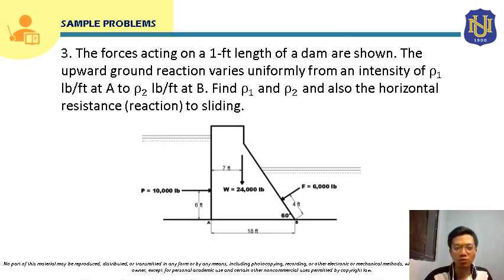Let's proceed now to sample problem number 3. The forces acting on a 1-foot length of a dam are shown. The upward ground reaction varies uniformly from an intensity of rho 1 pound per feet at A to rho 2 pound per feet at B. Find rho 1 and rho 2 and also the horizontal resistance or reaction to sliding.